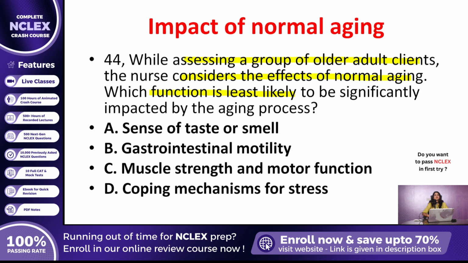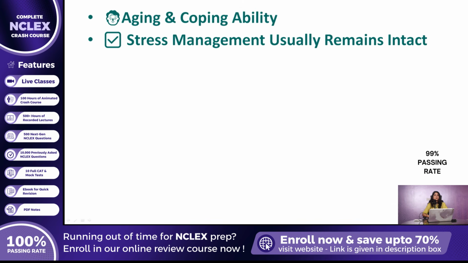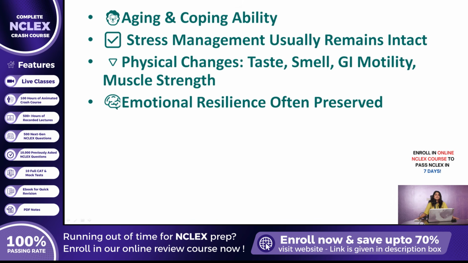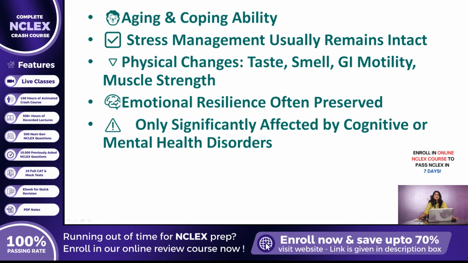The correct answer is option D. Coping mechanisms for stress. While physical changes such as diminished taste and smell, slower gastrointestinal motility, and reduced muscle strength are common with aging, the ability to cope with stress typically remains intact. Most older adults retain their lifelong coping styles and emotional resilience unless there is underlying cognitive impairment or severe mental health conditions.